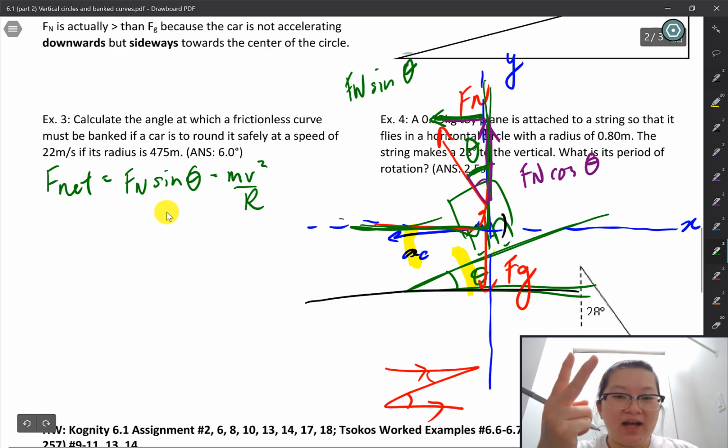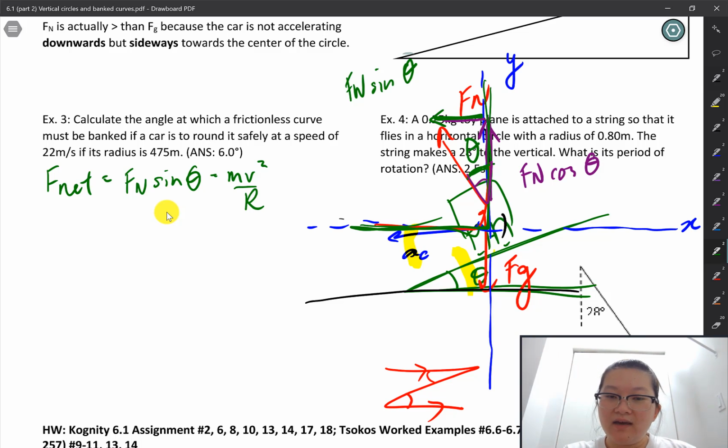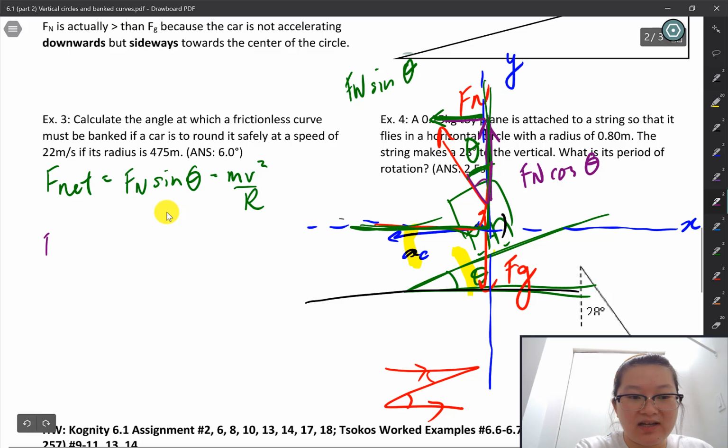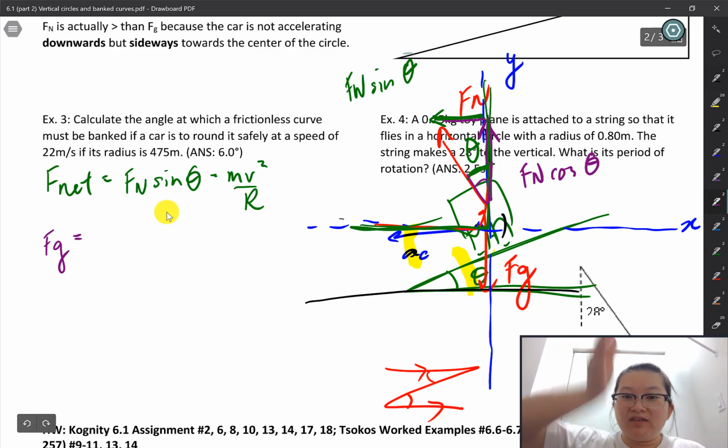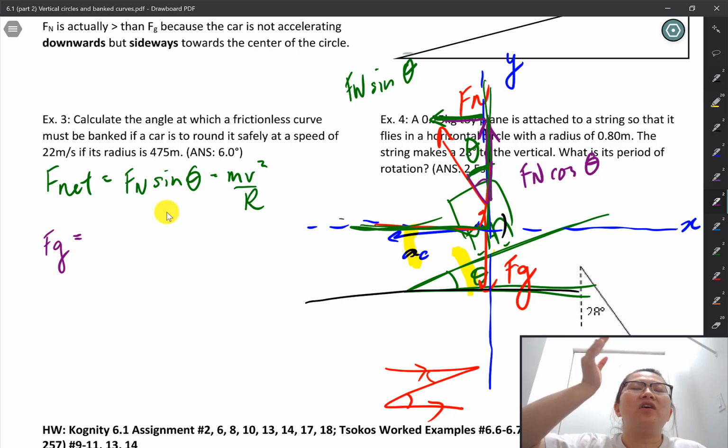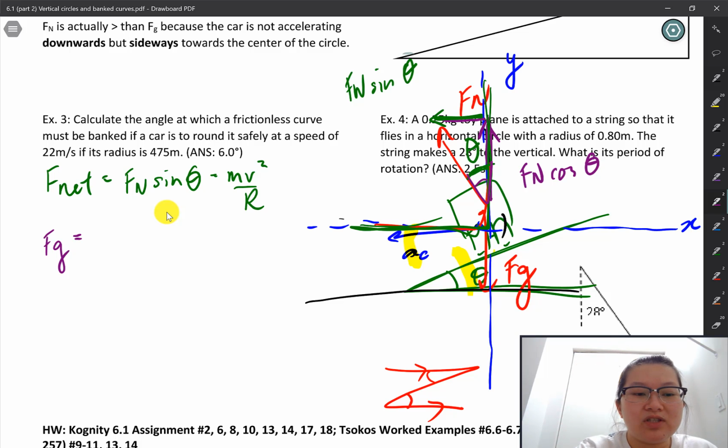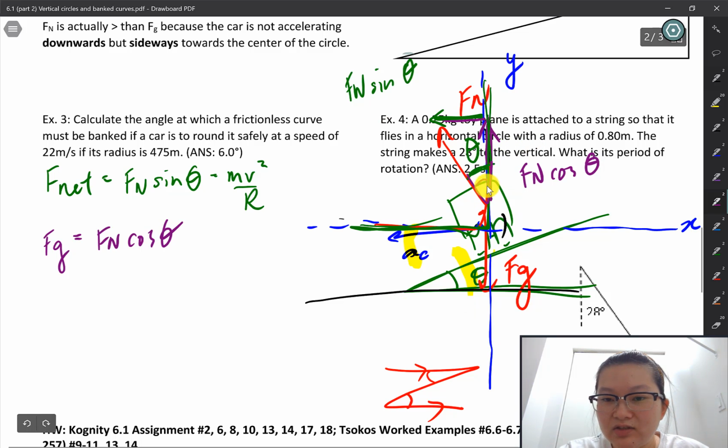But don't forget, we have two axes to work with. The horizontal one, in which the acceleration is occurring, and the vertical one, in which no acceleration is occurring. In the vertical one, the Fg pointing downwards is equal to the vertical normal force component, which is Fn cosine theta. Notice that these two vectors are balanced; they must equal one another. So now we do have a way to find Fn.